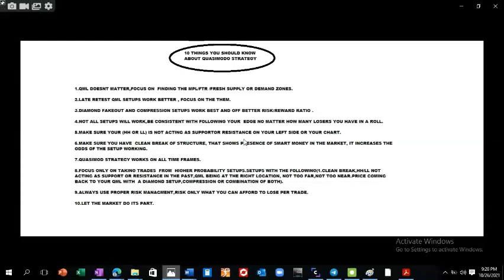So the first one is the QML doesn't matter. Focus on finding the MPL and the FTR, a fresh supply or demand zone. This is really important. A QML simply tells you that there's a possibility of price changing direction, but you don't know where it's going to change direction. As I've already talked about in previous videos, it's not always going to be at the QML level. Price can turn from above, below the QML, or exactly at the QML.